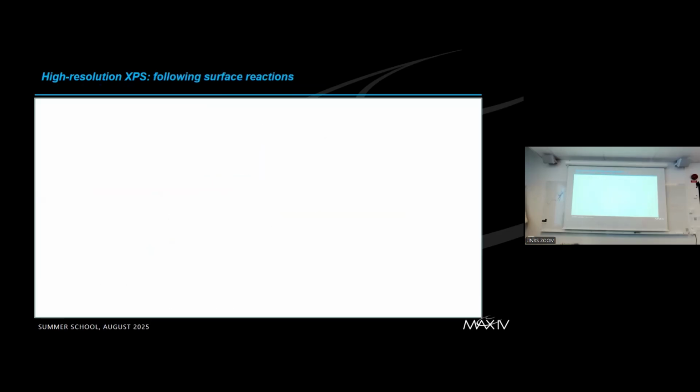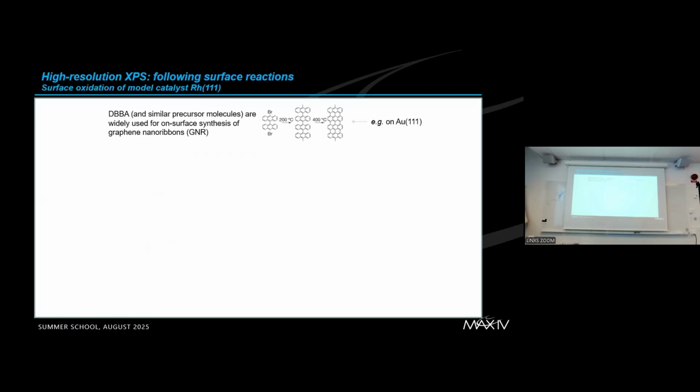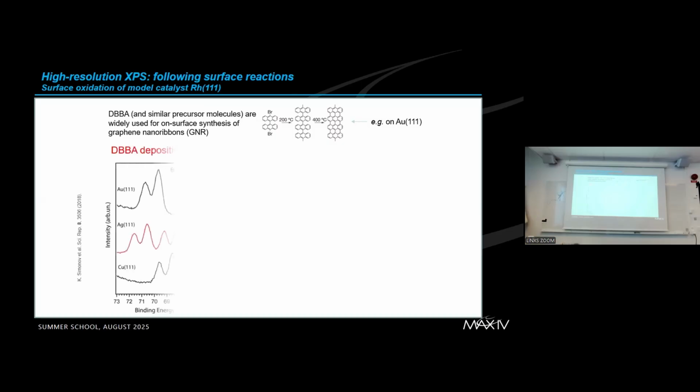Another example, this is how we can follow surface reactions with the synchrotron radiation. This is an example here of a surface reaction. We have this molecule, DBBA. It has 2 bromine atoms. And if you adsorb it on a surface, for example, on gold, at a certain temperature we can crack the bromine bonds and create these chains. And if we keep heating it, we can even create these ribbons. These are nanoribbons, carbon nanoribbons, or graphene nanoribbons.